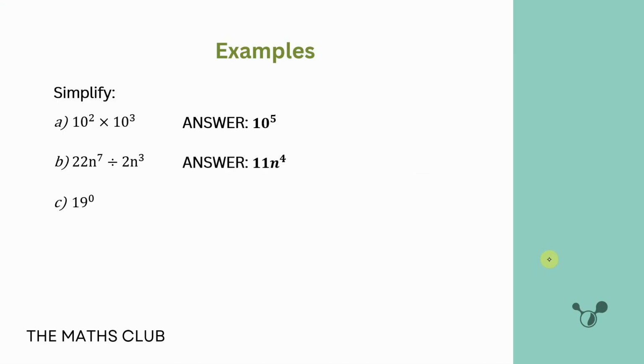Now, the third example is saying 19 raised to the power of 0. Remember what we said, anything raised to the power of 0 is 1, right? I think that's law 3 or law 4, and we proved it in the previous video. So our answer here should be 1.